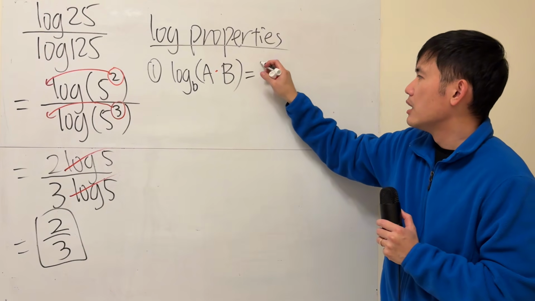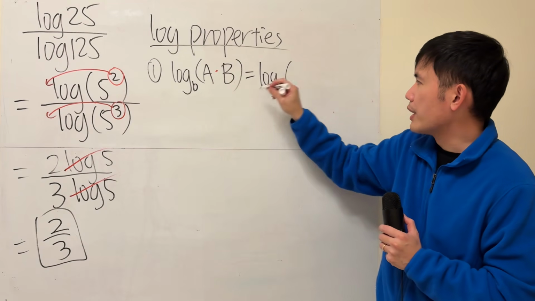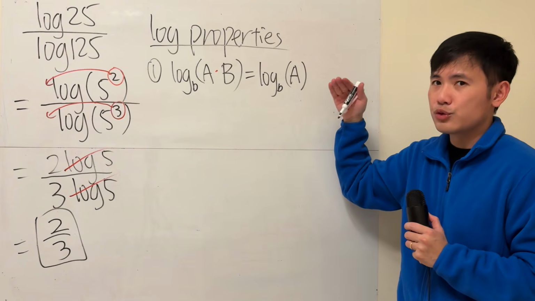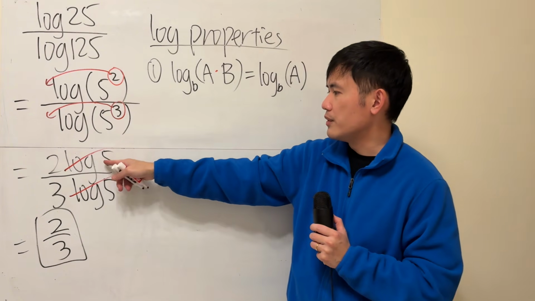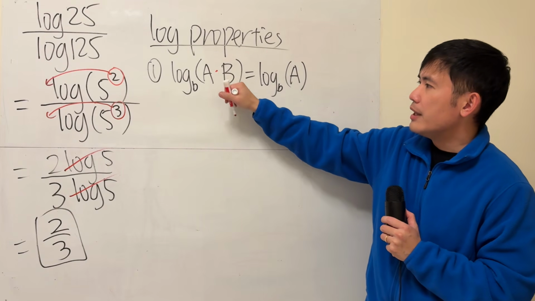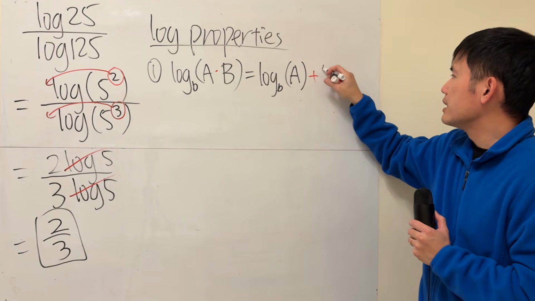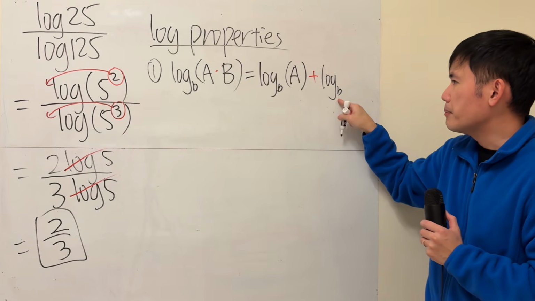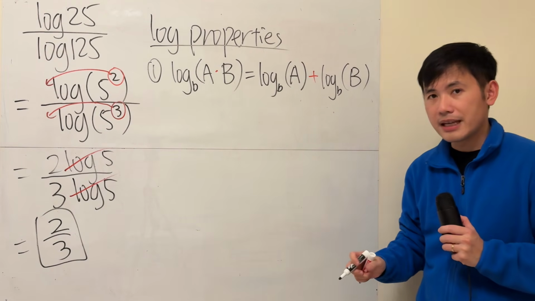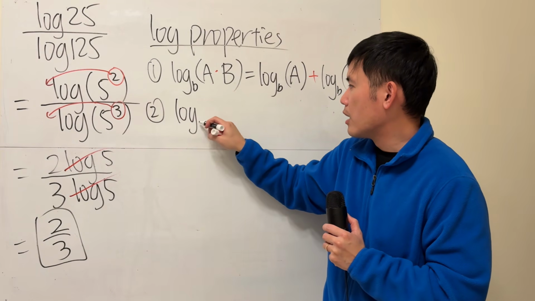You get log with the same base b, and then the first input right here, which is the capital A. And I'm just using parentheses to make this super clear, right? But again, like I said, if you have just a 5, you don't need parentheses. If you have a multiplication inside, you can break it apart and it becomes an addition. And you get another log, same base b, and then the second thing right here for the inside, which is B like that.